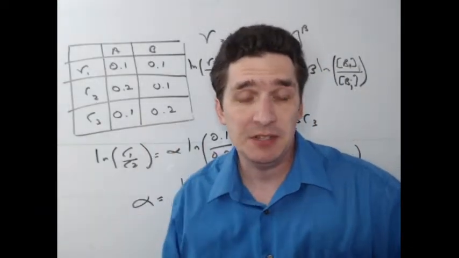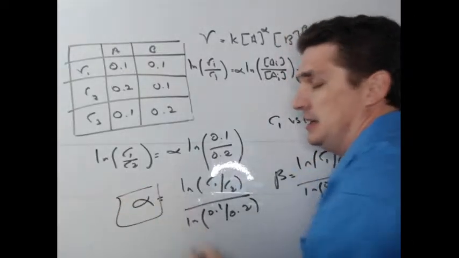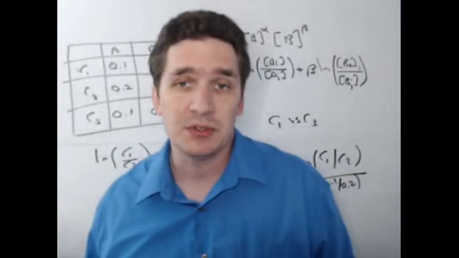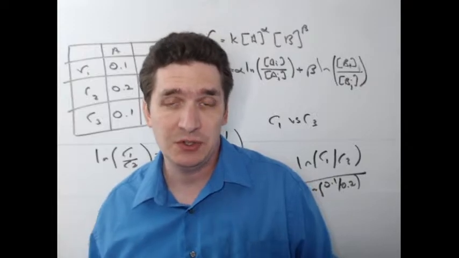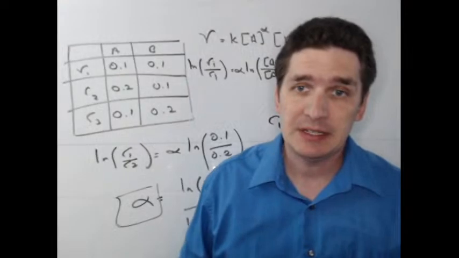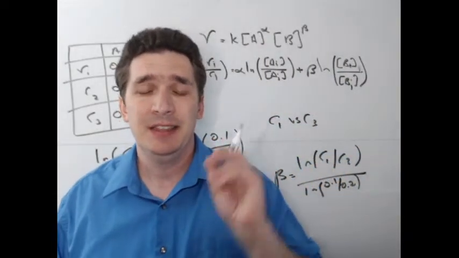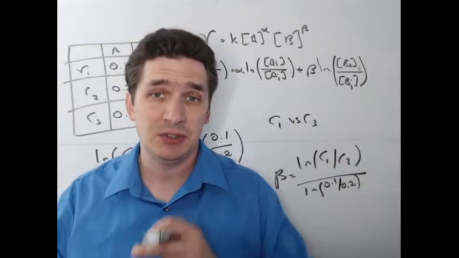Now, there is philosophical debate on this. What do you report alpha to? So what do you report the orders to? Integers, or do you report them to decimal points? Now, there are two schools of thought on this. The first school of thought is that they should be integers. This is kind of a circular argument.